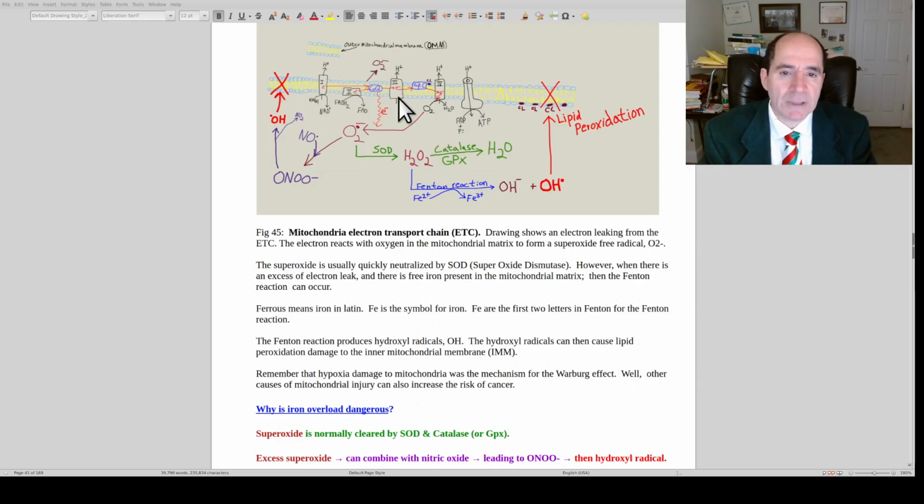Anyway, what I'm saying is you'll sometimes get electron leak off the transport chain, and it'll hit an oxygen in the mitochondrial matrix and produce a superoxide.